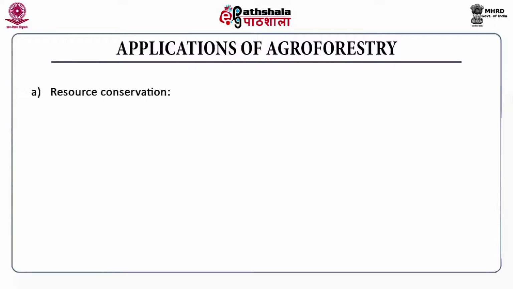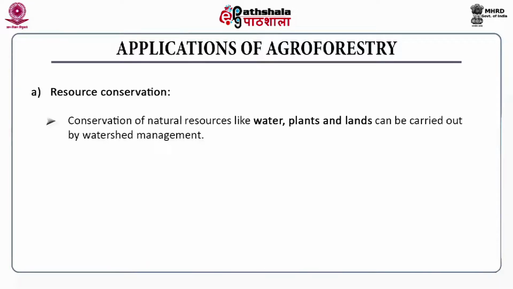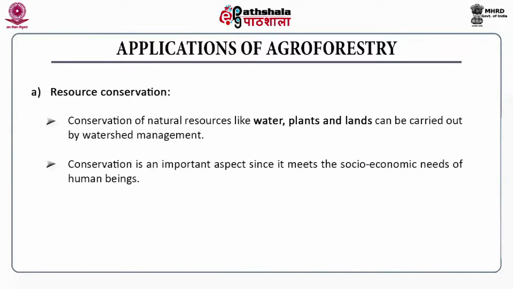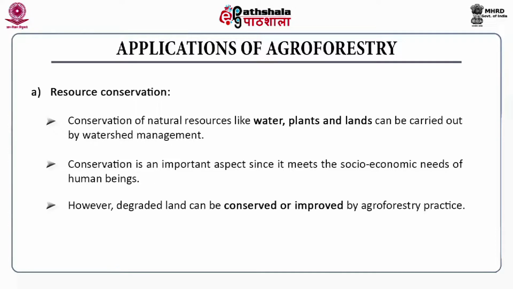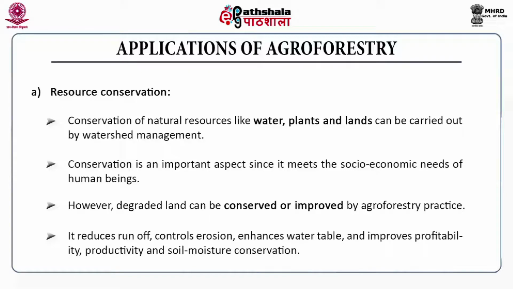Now comes the application part of agroforestry. First application is resource conservation. Conservation of resources like water, plants and lands can be carried out by watershed management. It is an important aspect since it meets the socio-economic needs of human beings. However, degraded land can be conserved or improved only by agroforestry practices. It reduces the runoff of soil, controls soil erosion, enhances water table and improves profitability, productivity and soil moisture conservation.